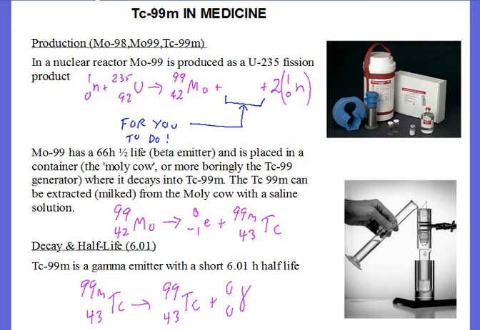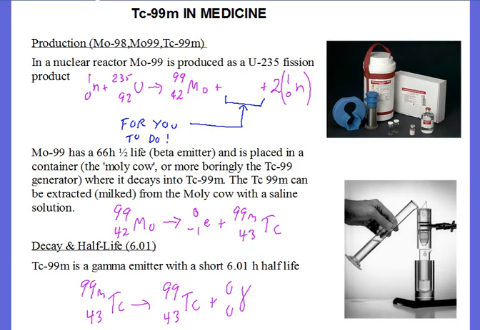Let's look at technetium-99 in medicine. How is it made? Well, you start off by making molybdenum-99 first. And molybdenum-99 can be made by neutron irradiation of molybdenum-98, but more often than not, it's produced as one of the fission daughter products of uranium-235 fission. And I've left that for you to do because you need some practice at those sort of things.